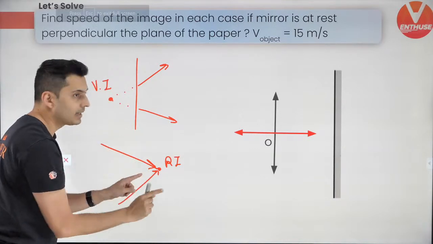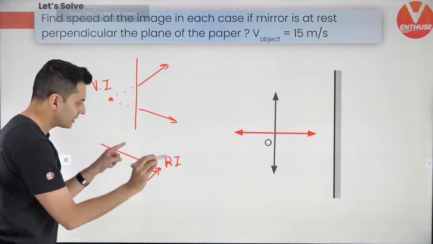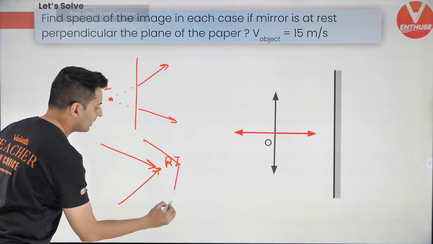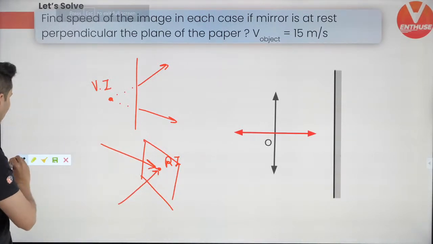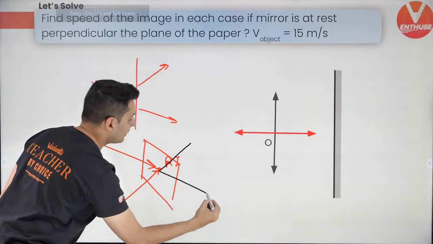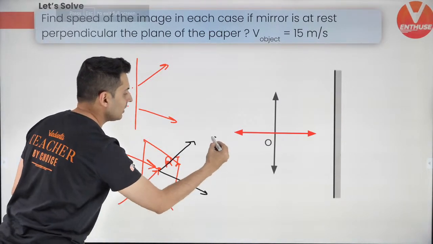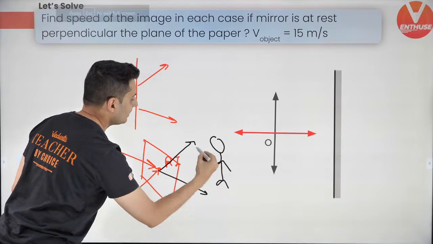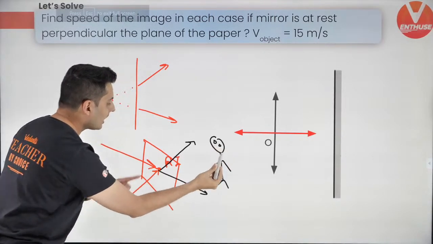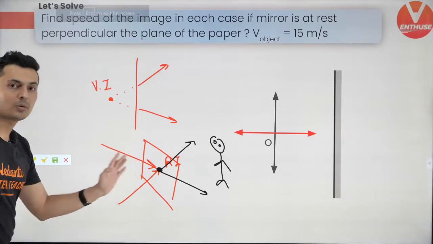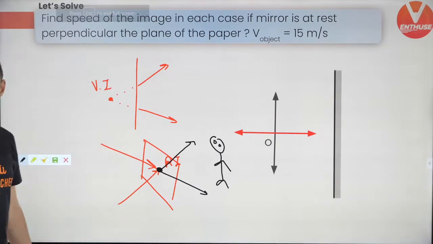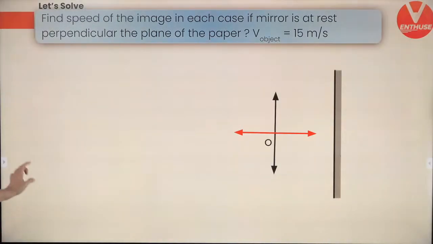Now, for seeing a real image, there are two ways. One, you actually hold a screen. So if you hold a screen over here, you will see that image. But if you don't have that screen, the rays will continue going like this. And if you are standing over here, then these rays will enter your eyes and you will feel that the image has been formed over here. I hope this is clear. Is that fine?